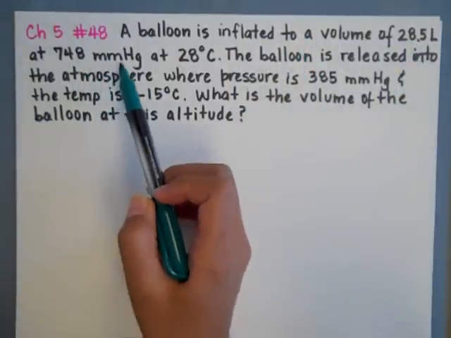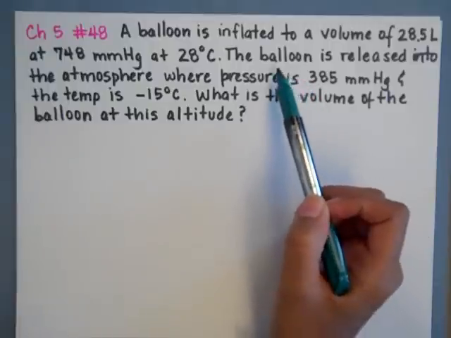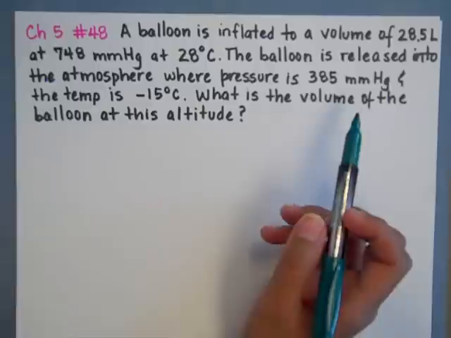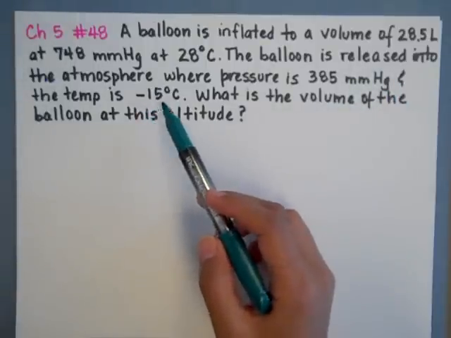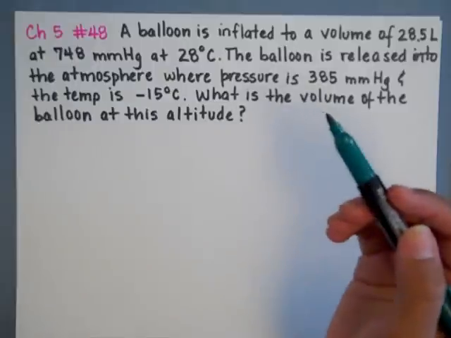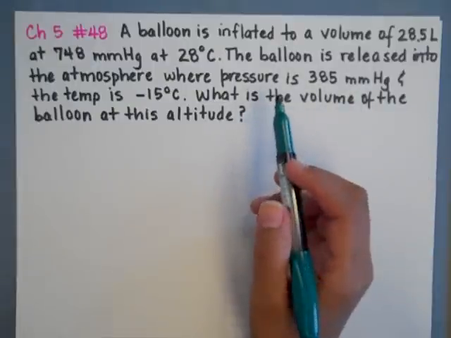liters, at a certain pressure at 28 degrees Celsius. And now the balloon, we release it into the atmosphere, it went up in the air, and the pressure drops to 385, and the temperature is negative 15 degrees Celsius. So we're solving for the new volume at the altitude that the balloon is at.